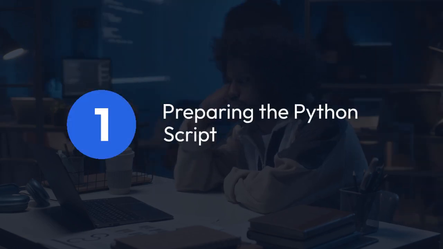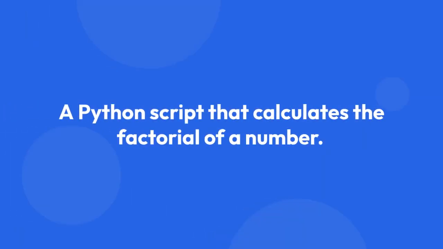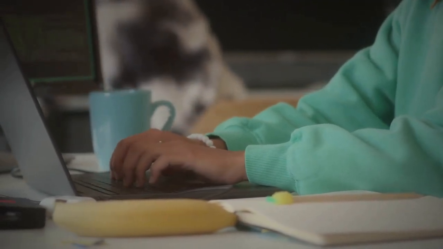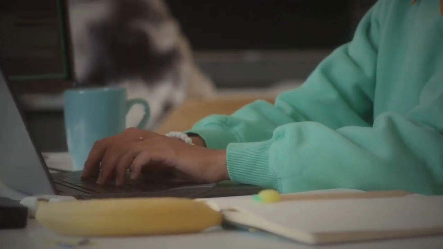1. Preparing the Python script. First, you'll need a Python script that performs the task you want to integrate. Let's say we want a Python script that calculates the factorial of a number. You'd create a Python file, e.g. factorial.py, containing the necessary code.